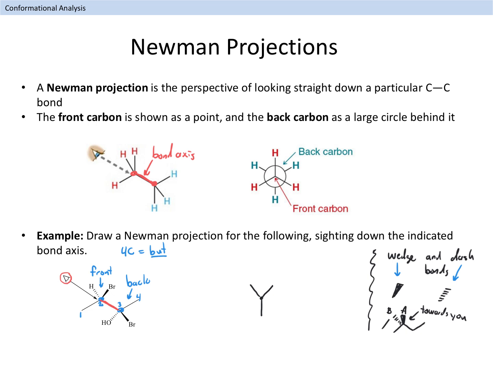Dashes, on the other hand, are used to represent bonds that extend into the plane of the paper, or screen, away from the viewer. When you see a dash, it indicates that the atom or group attached to the bond is going away from you, essentially receding into the page. With this notation in mind, we can translate the wedge and dash drawing into the Newman projection.